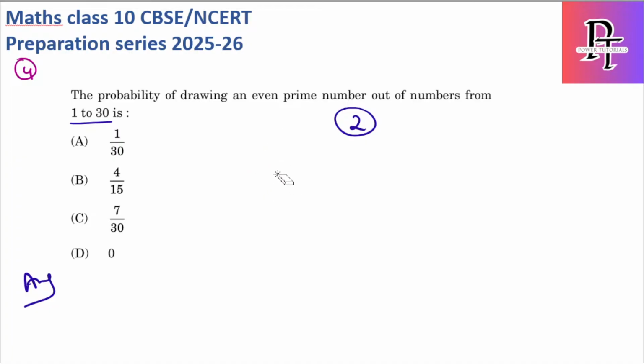Just a minute. Okay, the number is 2, but how many 2s are present? Only one is present. So the answer is 1 by 30. The total number of winning chances is 1, which is nothing but 2. The total numbers are 30. So the answer is C.